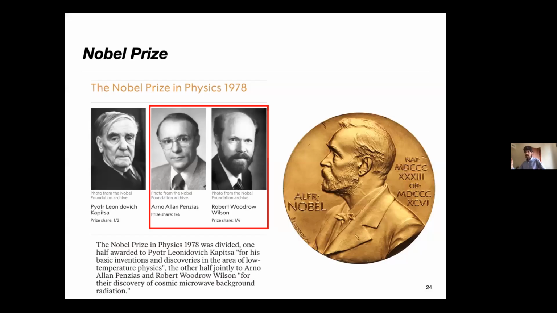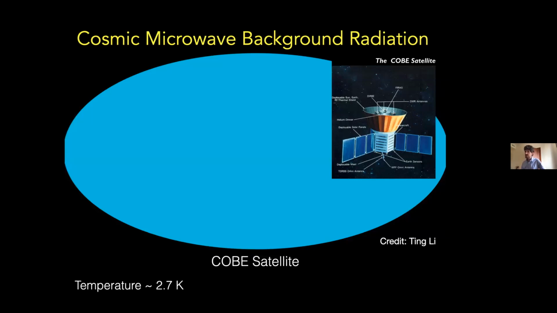So for this work, they won the Nobel Prize, not surprisingly, with this other guy, Kapitsa, who did something completely unrelated. But Penzias and Wilson at least won half of the Nobel Prize in 1978, a few years later. And since then, there have been a sequence of increasingly more sensitive experiments measuring the cosmic microwave background. So in the early 90s, there was this experiment called COBE, which produced the first all-sky maps of the cosmic microwave background radiation and measured its temperature extremely precisely.